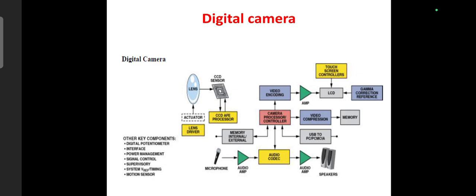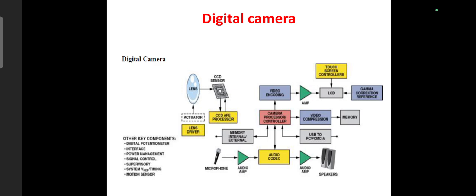The lens collects light reflected from an object and focuses it accurately onto the image sensor. The quality of the lens directly affects the sharpness and clarity of the photograph. A high quality lens captures more light and produces better images even under low light conditions.